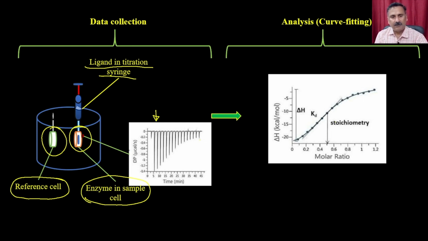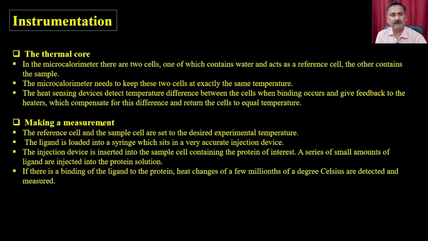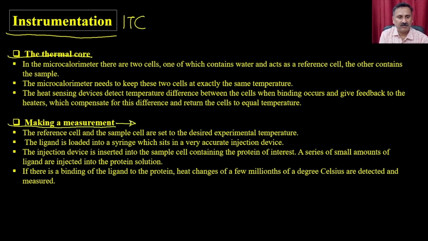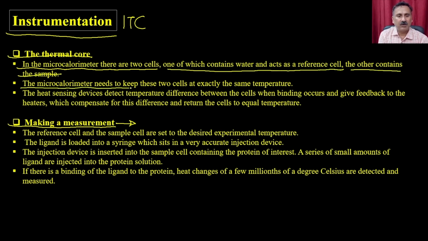Now, let's see the description of this particular instrumentation part, right? In the instrumentation of the ITC, you have a thermal core, and you also have measurement mechanisms. In the thermal core, you have a microcalorimeter. There are two cells, one of which contains water and acts as a reference cell. The other contains the sample. The microcalorimeter needs to keep these two cells at exactly the same temperature.